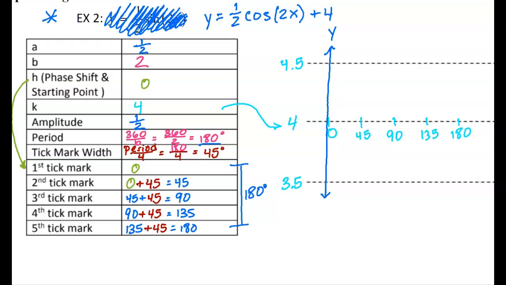Now this is a cosine graph we changed it to. So the pattern we have to remember for cosine graphs is top, middle, bottom, middle, top. What this means is I place a point on my top dotted line, a point on my middle dotted line, a point on my bottom dotted line, a point on my middle dotted line, and a point on my top dotted line. Connect the points, and you're done.